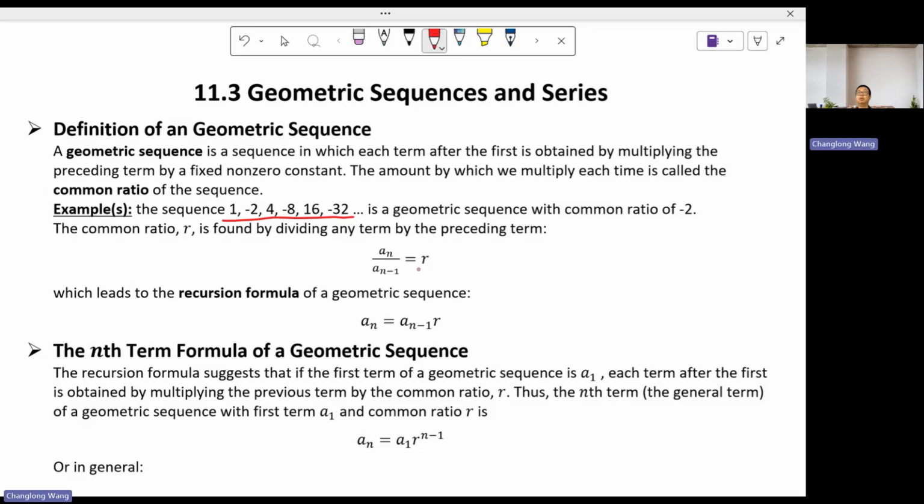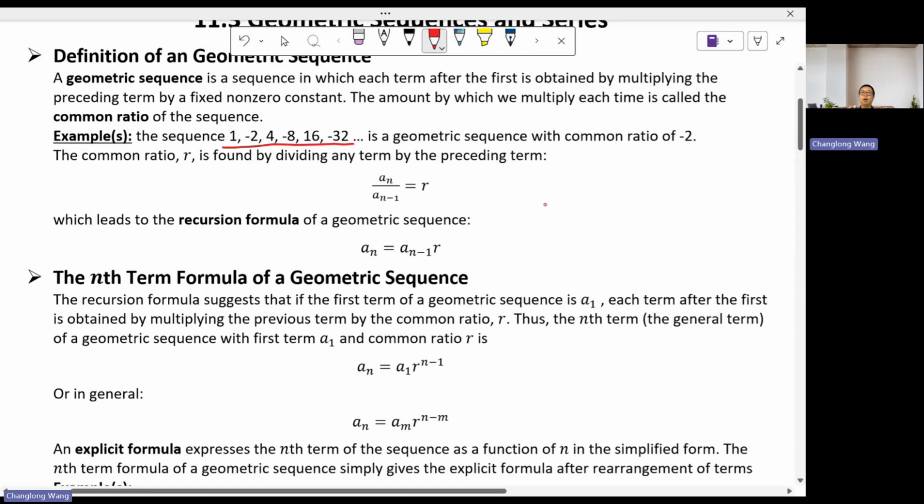And the order does matter as well, just like the arithmetic sequence. So you're going to take the term divided by its preceding term. Okay, so it's always a sub 2 divided by a sub 1, or a sub 3 divided by a sub 2, right? And that's our definition. So make sure that you do the correct order to find the common ratio. Okay.